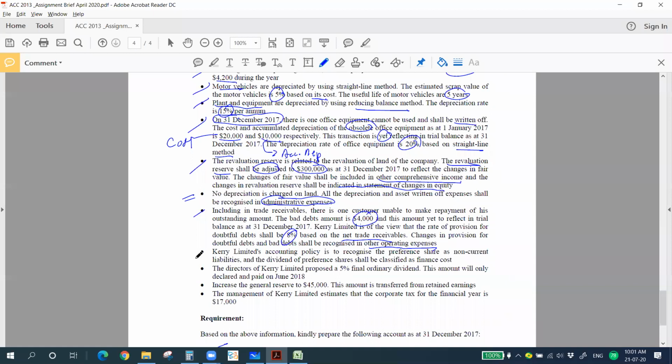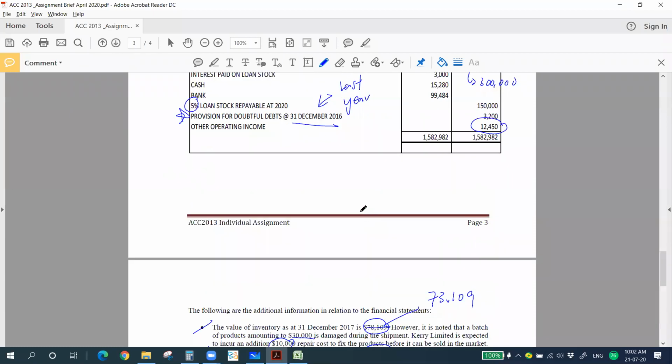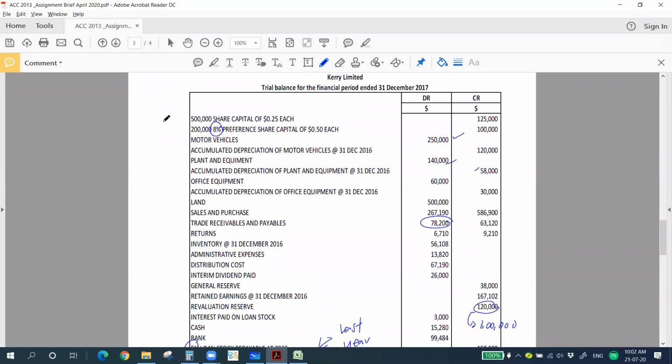Kelly Limited's accounting policy is to recognize a preference share as a non-current liability, and the dividend of preference share shall be classified as a finance cost. So let's have a look. This is a preference share. They give an 8% preference share. The quantity is 200,000, but the value of each preference share is 50 cents. So giving a total of 100,000.